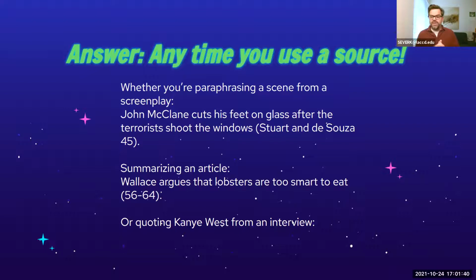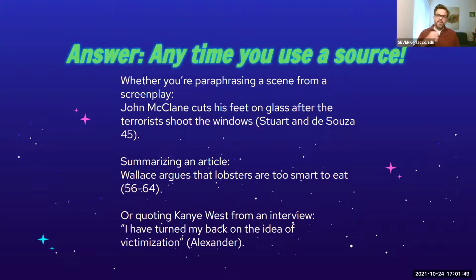Well, even if I didn't have the page numbers, the reader would know that if I'm talking about an author, that author's work will be on our works cited page. Or I might be quoting from an interview. In this case, this is an interview of Kanye West. I'm not citing Kanye West, even though he's the one speaking. I'm citing the person who did the interview, the Kurt Alexander or Big Boy.